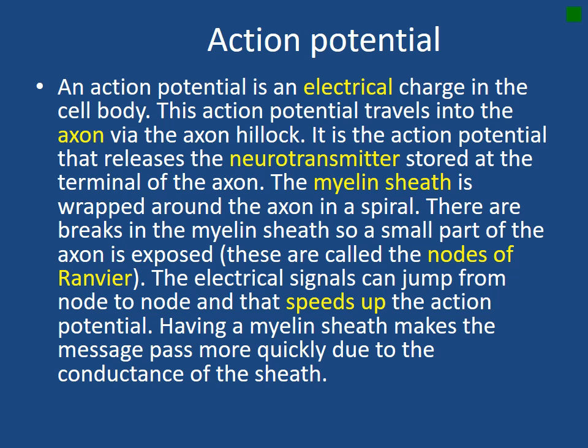Now, the myelin sheath is wrapped across the axon that I just showed you in red, and these are the breaks within the myelin sheath, which are called the nodes of Ranvier. Now, the electrical signal literally jumps from node to node, and it is this that speeds up the action potential.